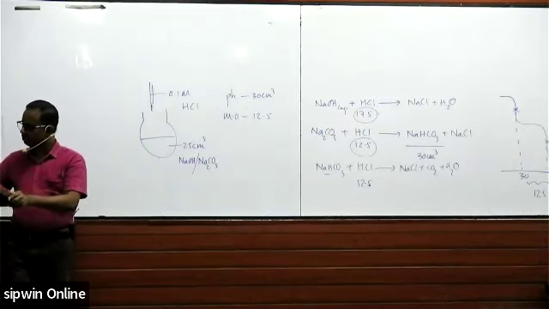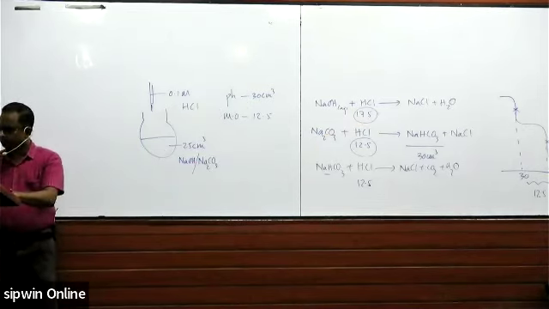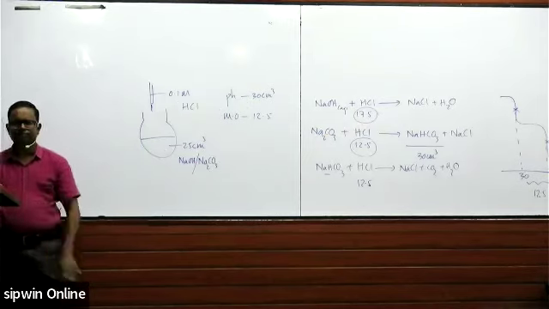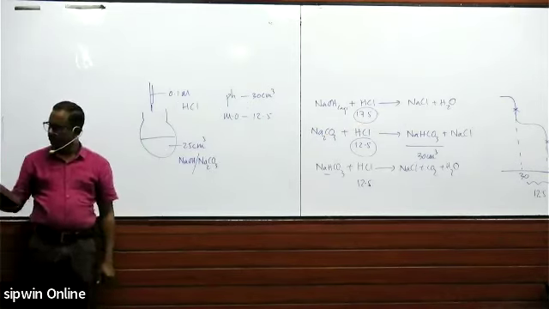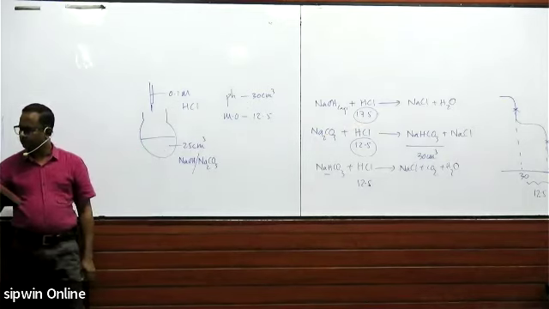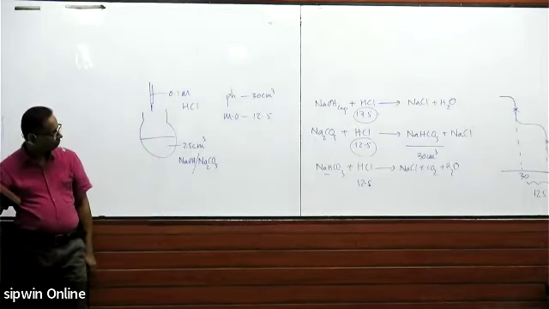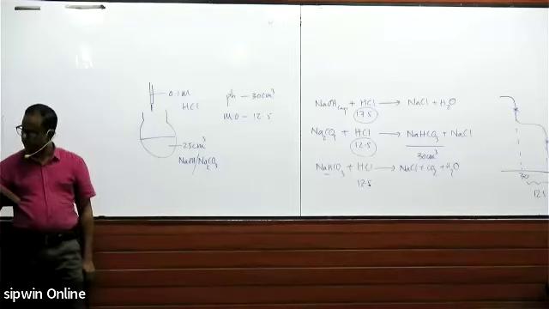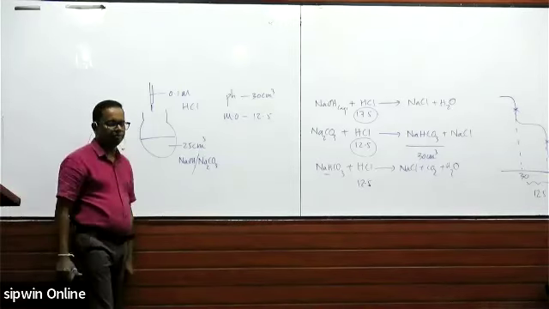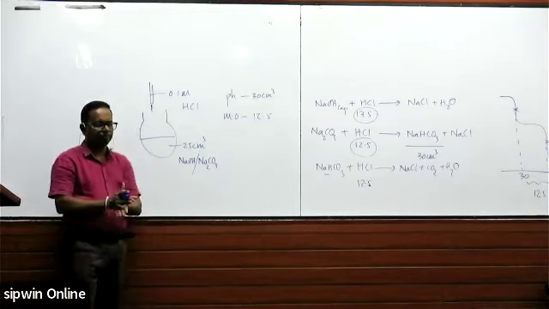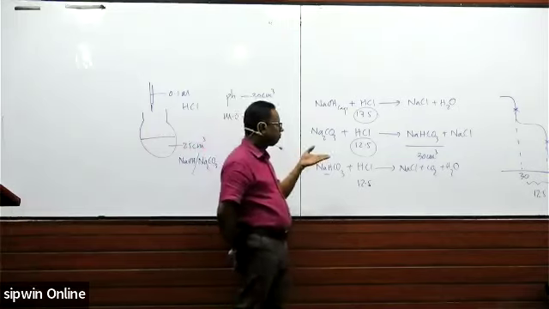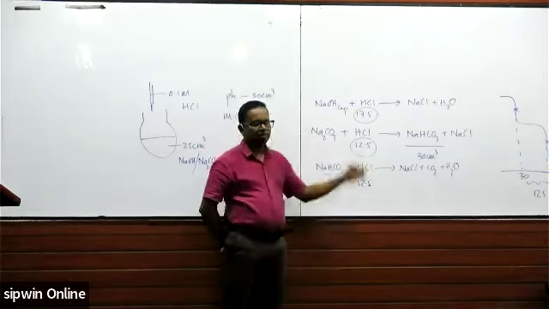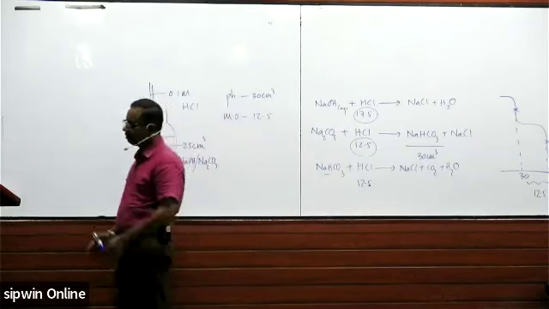Sodium hydroxide concentration, 0.07. Got that? 0.07. Fine. Then sodium carbonate concentration, 0.05. 0.05 moles per cubic decimeter. Right? Sodium carbonate 0.05. This one 0.07. Like that.